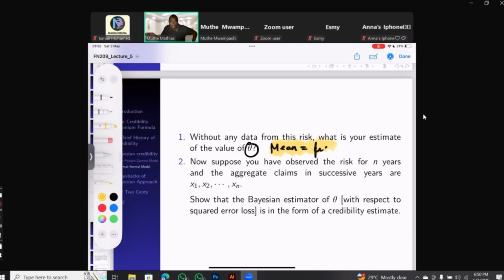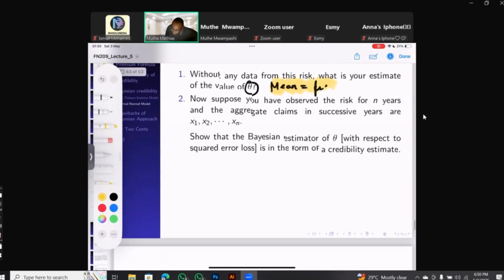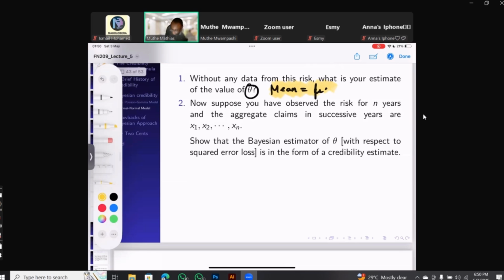That is actually the beauty of Bayesian credibility, of Bayesian statistics. So now we are saying, suppose you have observed the risk for n years, and the aggregated claims in successive years are x1, x2 up to xn. Show that the Bayesian estimator of theta with respect to the square error, just like before, is in the form of credibility estimate. So we are saying, if we combine this normal model, you can rearrange the formulas in such a way that at the end of the day, you end up with a credibility formula like what we saw before.